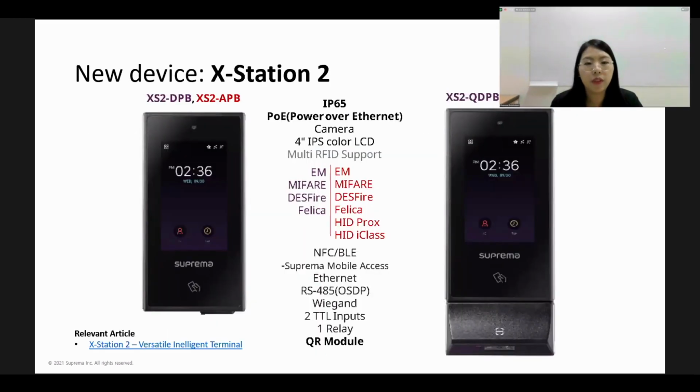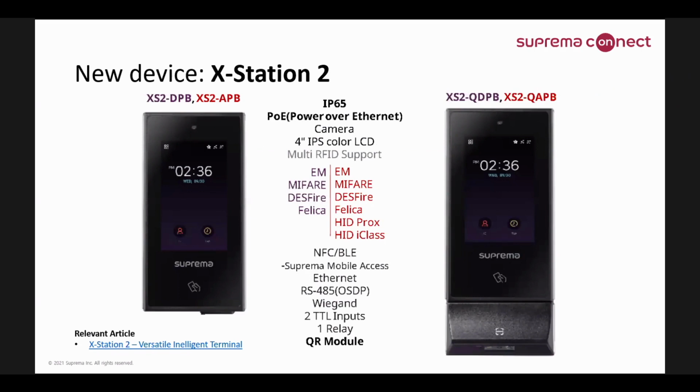Now, let me briefly introduce Station 2. Currently, Station 2 is divided into two models. There are RFID-only models without QR and models with a QR module. Also, it is divided into DPV model and APV model according to the supported card type. Please check the information on the card type supported by each model according to the color mapped on the screen.